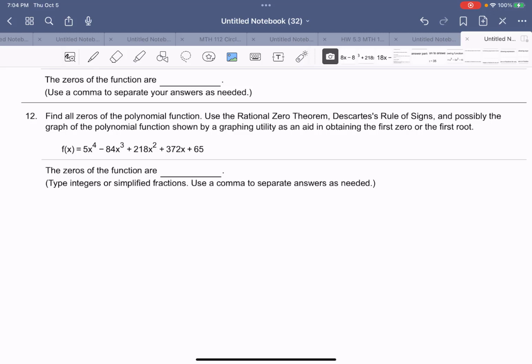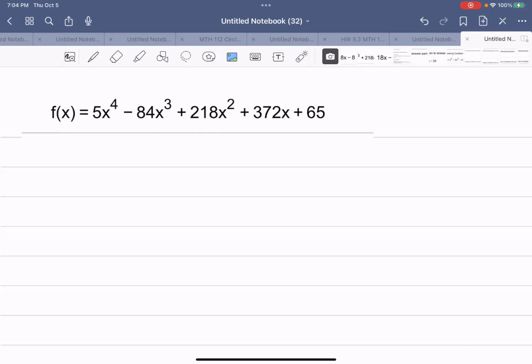Number 12, find all zeros of the polynomial function. And we're just going to use the rational zero theorem. So I have 5x to the fourth minus 84x to the third plus 218x squared plus 372x plus 65.